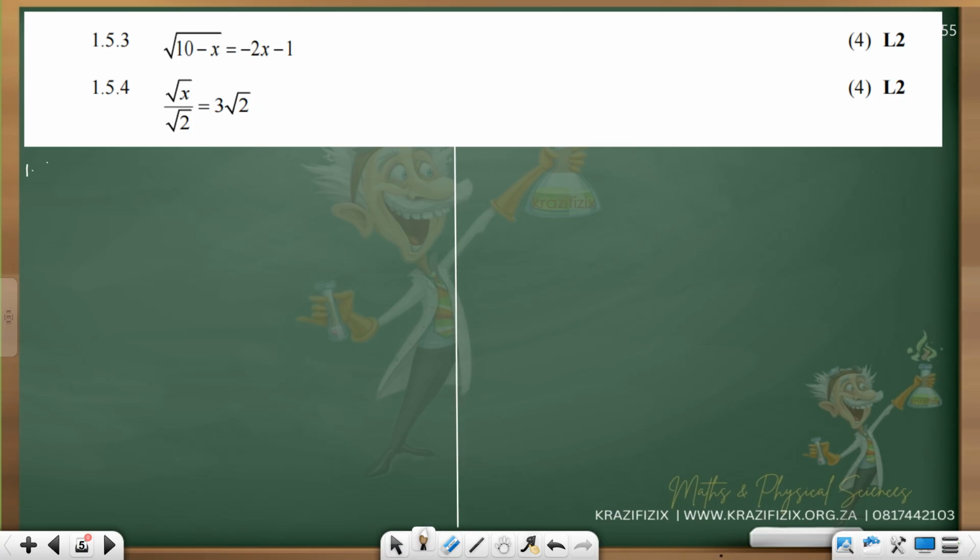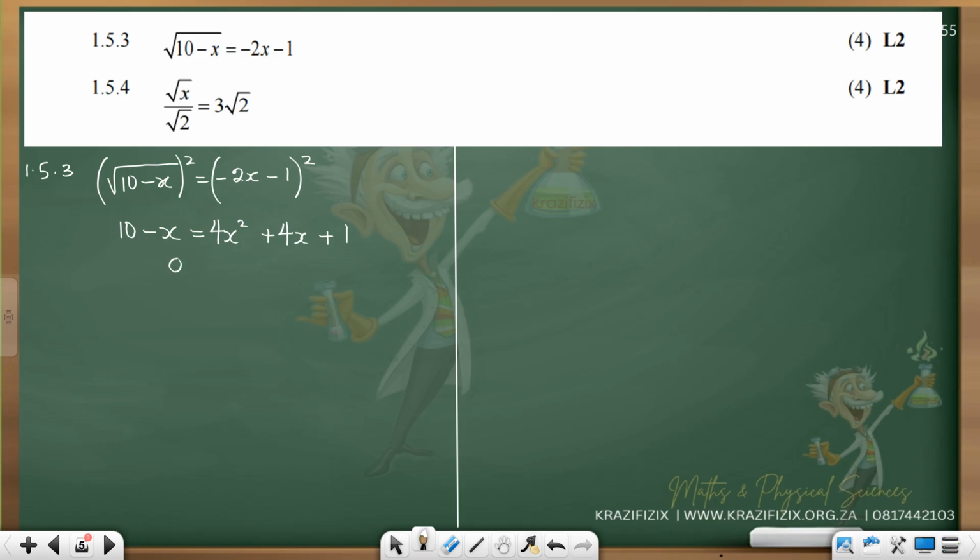Okay, so 1.5.3, everybody. So please just mark if there is any error. Now, you would notice that this already has been isolated, so we can just square immediately. What will this give us? 10 minus x. Now, negative 2x times negative 2x will give us positive 4x squared. Negative 2x times negative 1 would give us a positive, but we have to multiply that by 2. That would give us a 4x.